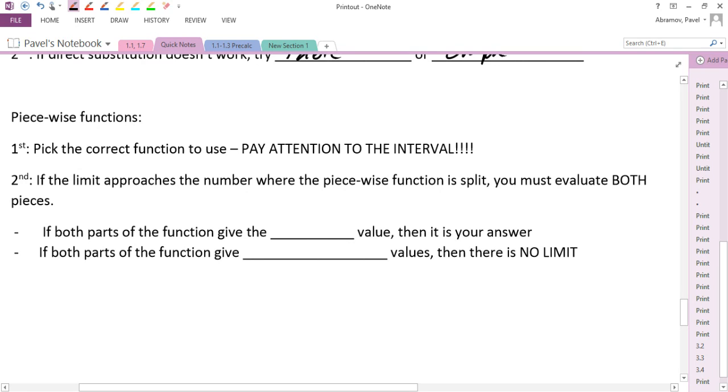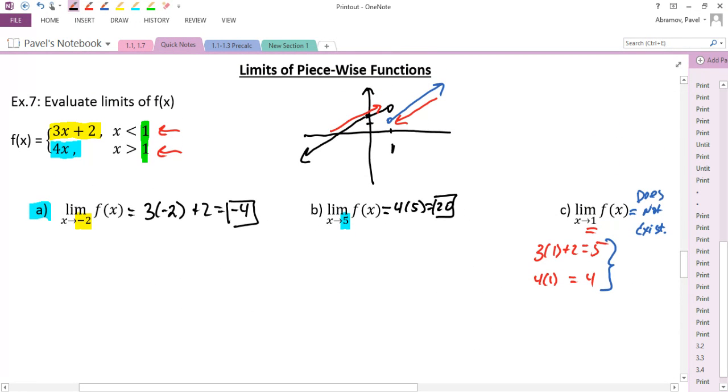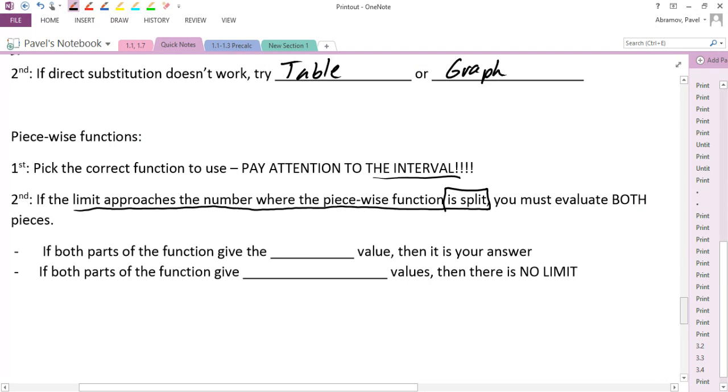When we talk about piecewise functions, first of all, you have to pick the correct function to use. Pay attention to that interval, to that breaking point. Will you use the top function or the bottom one? Make sure that you use the correct piece. Unless the limit approaches the number where the piecewise function is split. In our case, this was part C, where x was approaching 1, which was our splitting point. When x approaches that splitting point, then you have to use both pieces of the function. If both parts of the function give the same value, that value is your answer. If both parts of the function give different values, then there is just no limit, or it doesn't exist.